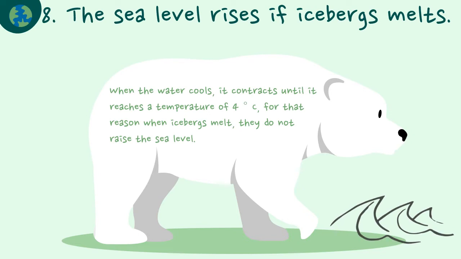The sea level does not rise if an iceberg melts. When water is cold, it contracts until it reaches a temperature of 4 degrees Celsius. For that reason, when icebergs melt, they do not raise the sea level.